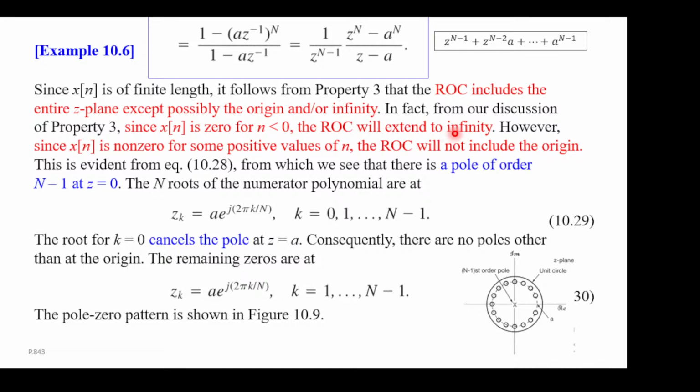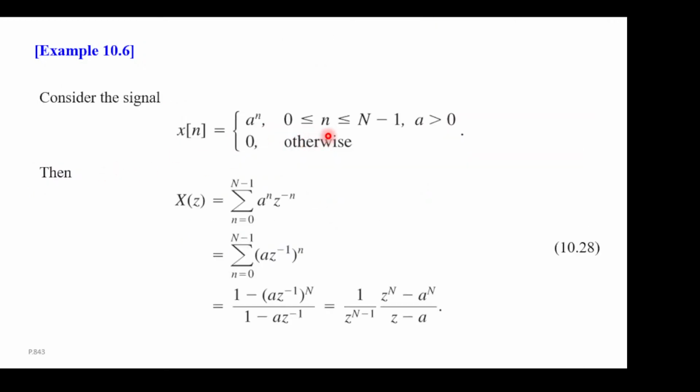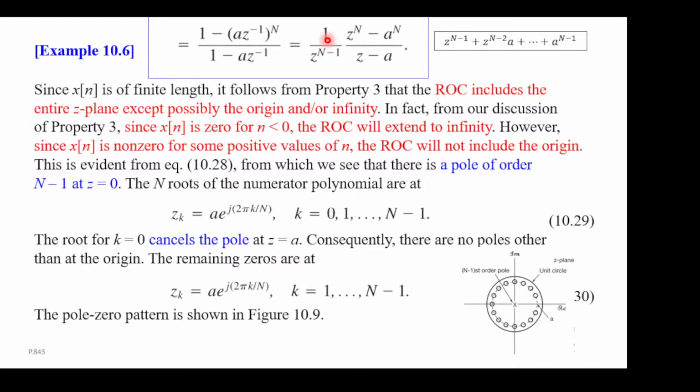And that's consistent with our discussion because we see that it's n1 and n2, so n1 is 0 and n2 is n minus 1. Because n1 is cut off at 0, so it's greater than or equal to 0, so infinity is in your ROC. And you can also check from here that infinity should be in your ROC. Take z to infinity, that's like 1. Okay? And 0 is not in your ROC because you have those positive terms.